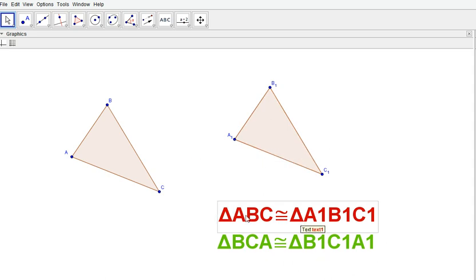Triangle ABC is congruent to triangle A1, B1, C1, or triangle BCA is congruent to triangle B1, C1, A1. Understand how that works now?